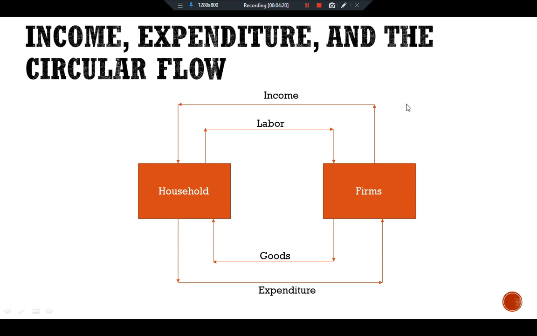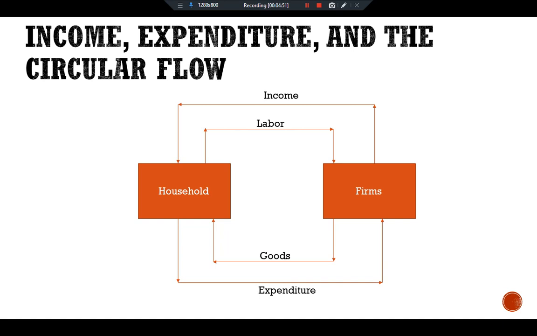The outer loop represents the corresponding flow of dollars. Households pay the firm for the bread, and the firm pays wages and profit to the households in this economy. So GDP is both the total expenditure on bread and the total income from the production of bread.